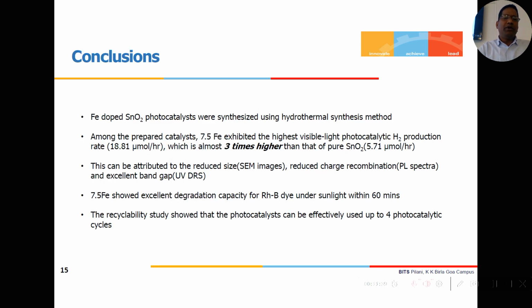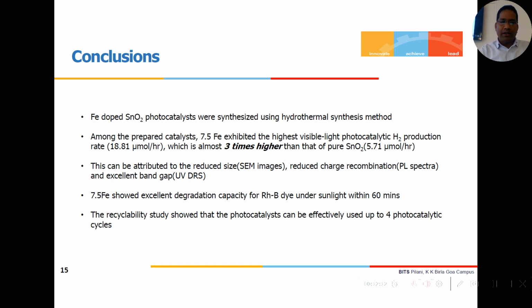So in conclusion, Fe-doped SnO2 photocatalysts were synthesized using the hydrothermal synthesis method at high temperature and pressure. Among the prepared catalysts, 7.5 Fe exhibits the highest visible light photocatalytic H2 production rate, which is 18.8 micromole per hour. We also compared this with the literature, which shows it is 3 times higher than the SnO2 reported before.